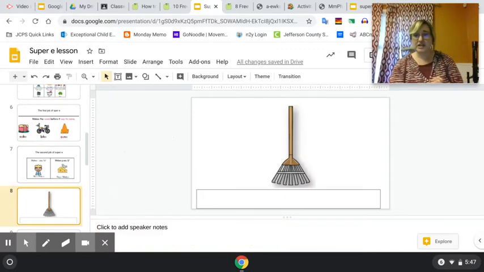Now looking at some words, we know how to spell them when we sound them out. Like in this word, we have a picture of a rake. Yes, rake starts with r.